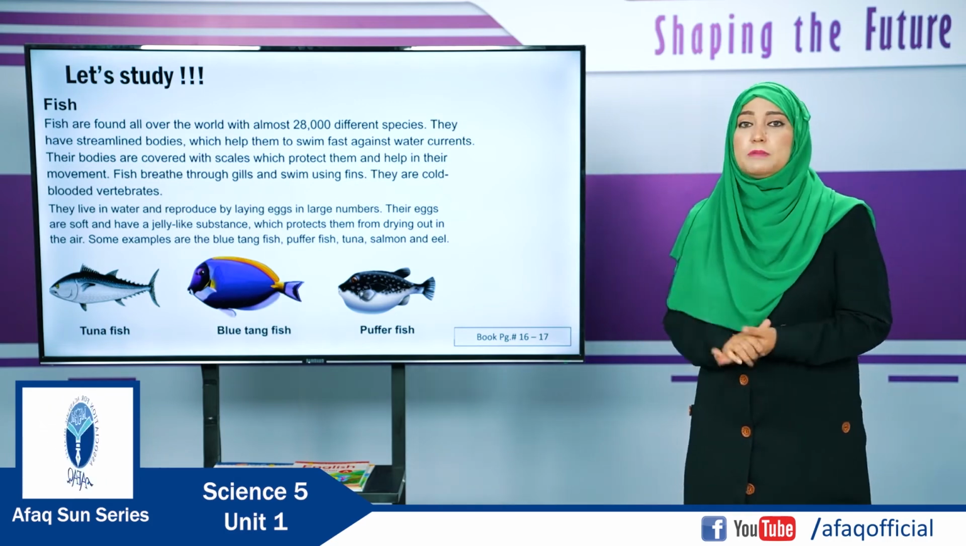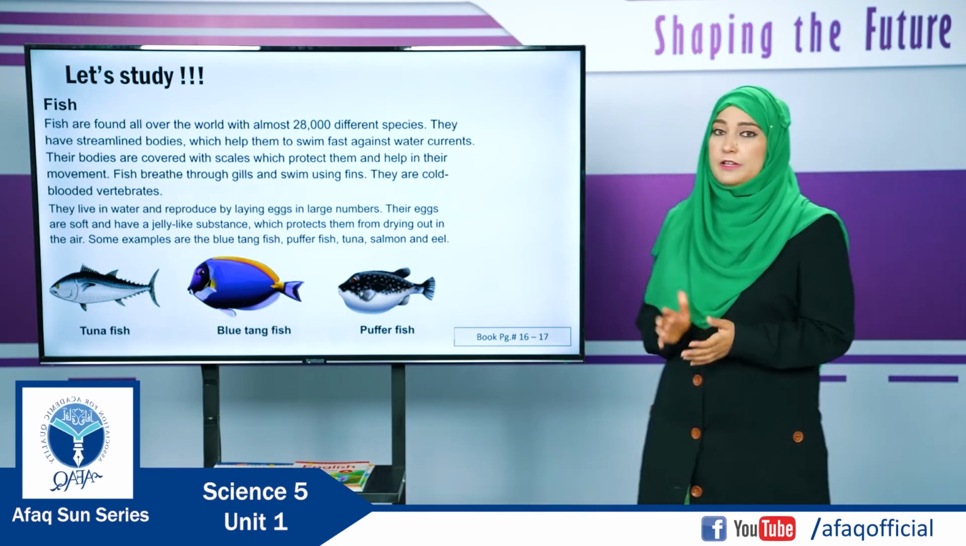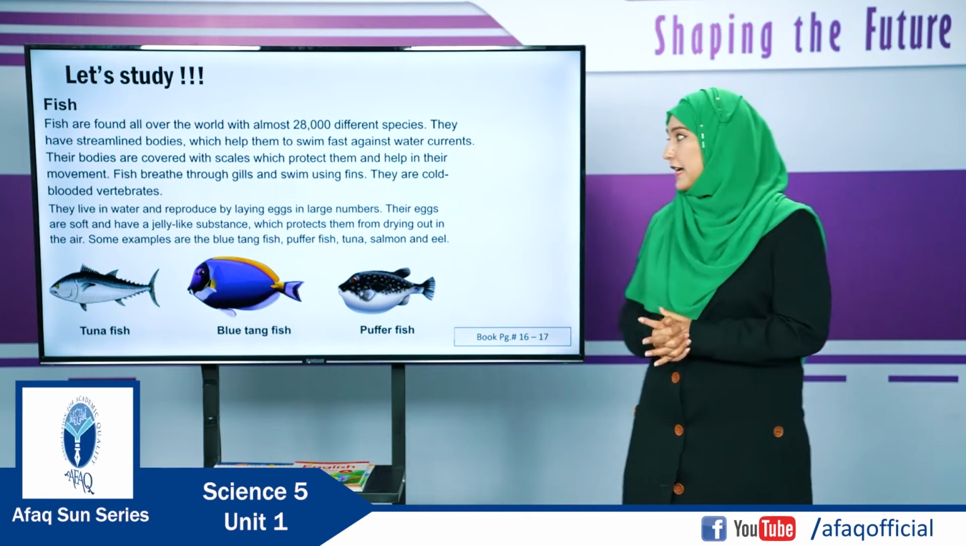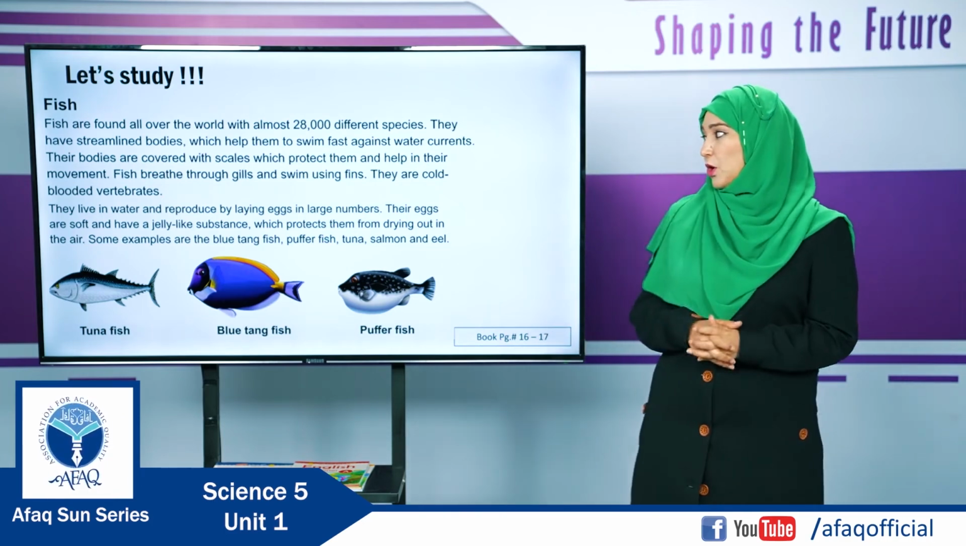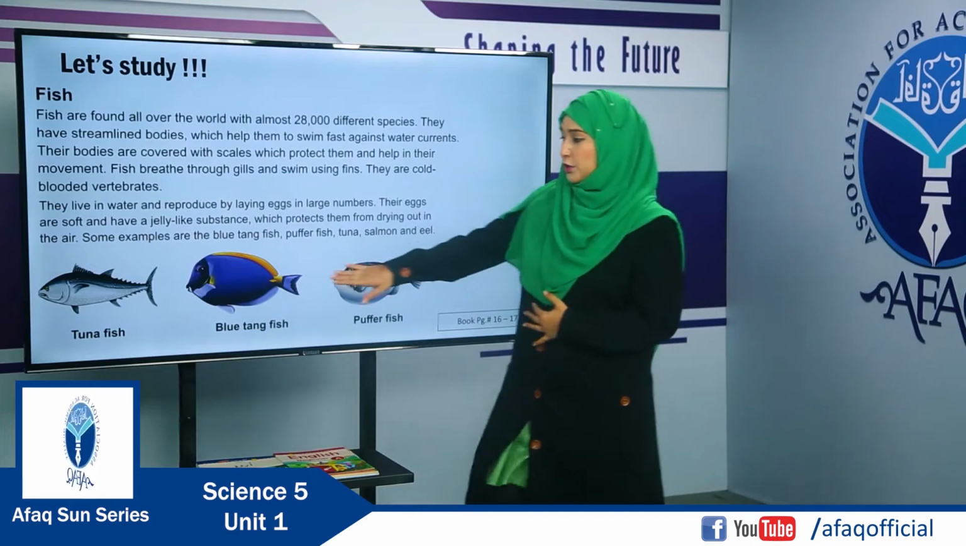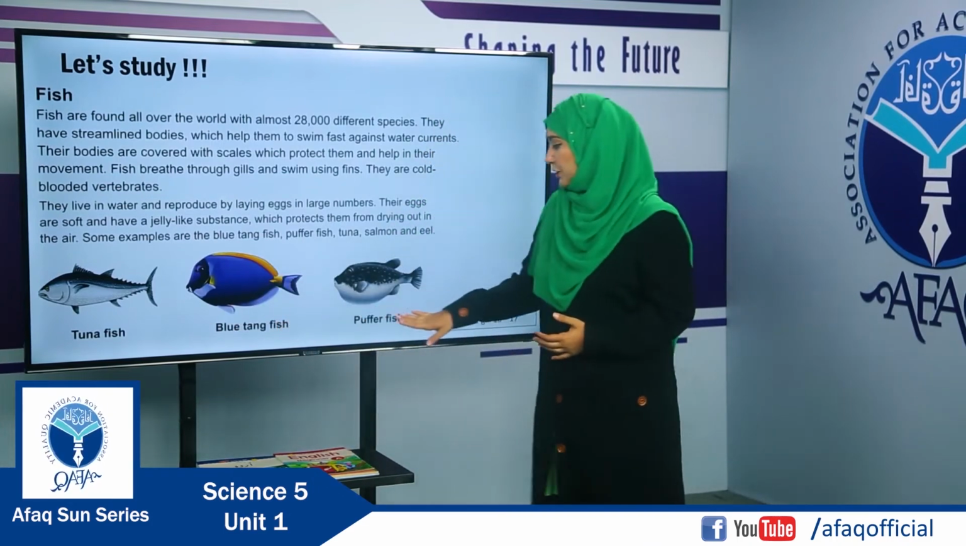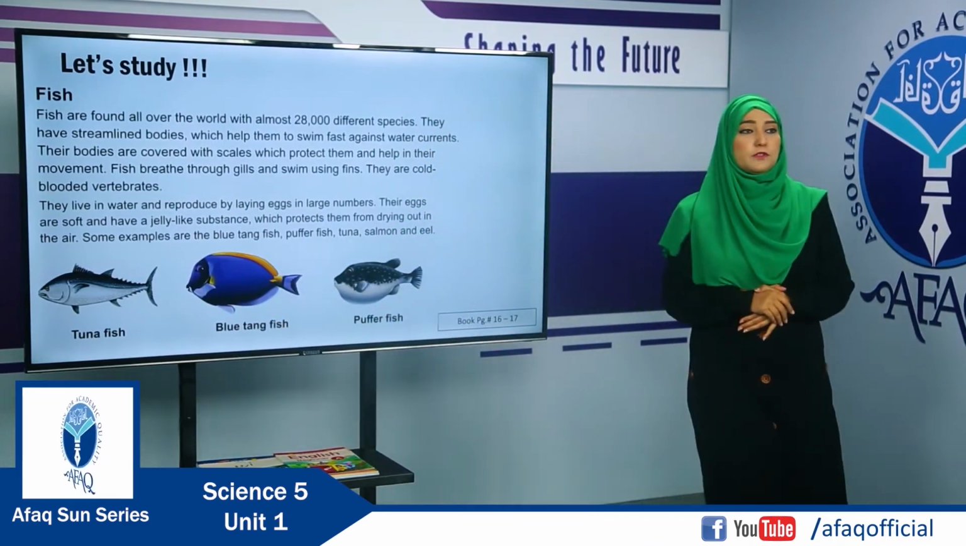Fish are cold-blooded animals. They live in water and produce slimy eggs. Their eggs are soft and jelly-like. Tuna fish, blue tang fish, puffer fish are some examples of fish.